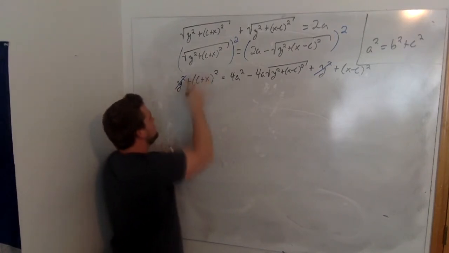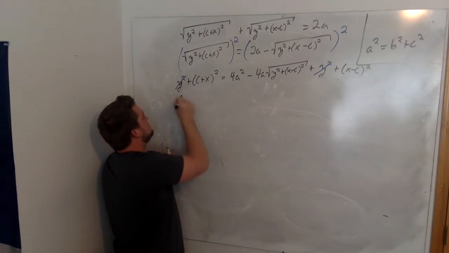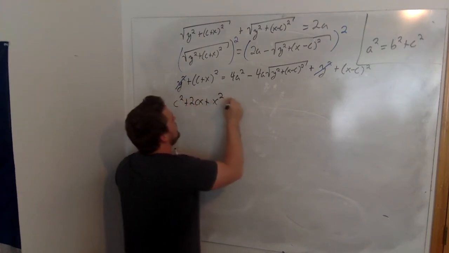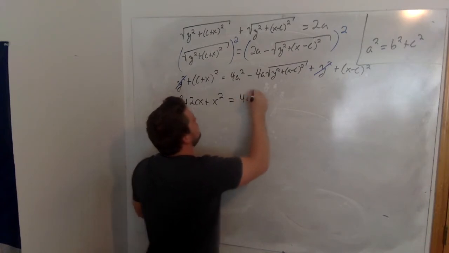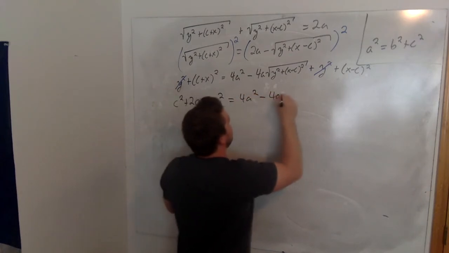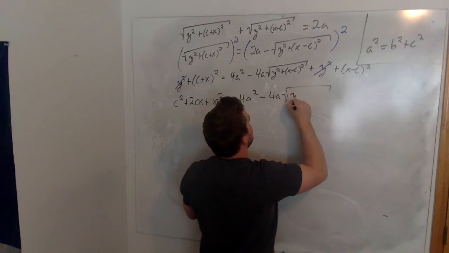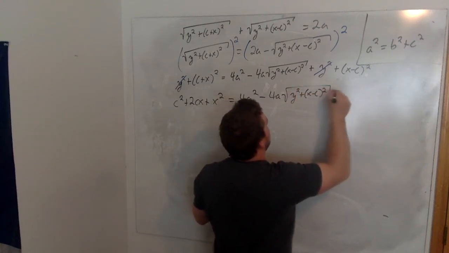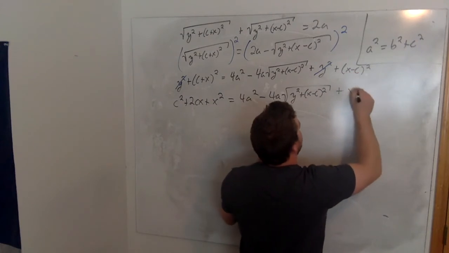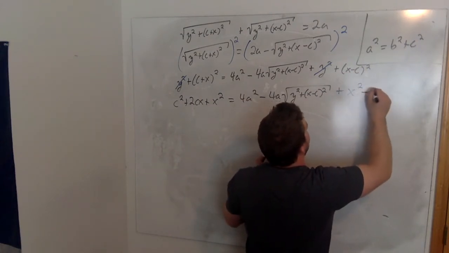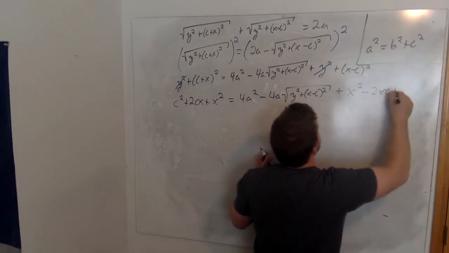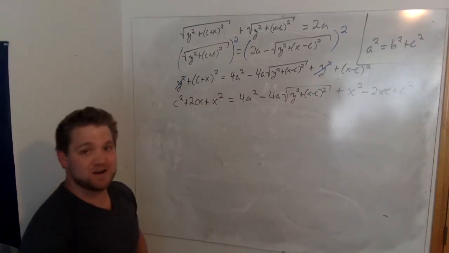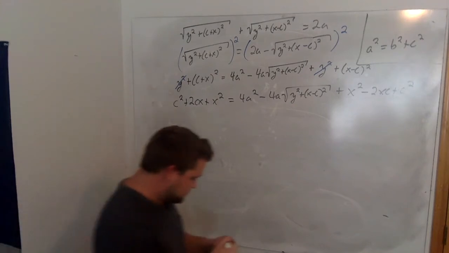So this right here, if we expand it, we'll get c squared plus 2cx plus x squared. That'll be equal to 4a squared minus 4a times the square root of y squared plus (x - c) squared, plus here we'll get an x squared, minus 2xc, plus a c squared when we expand the (x - c) quantity squared.